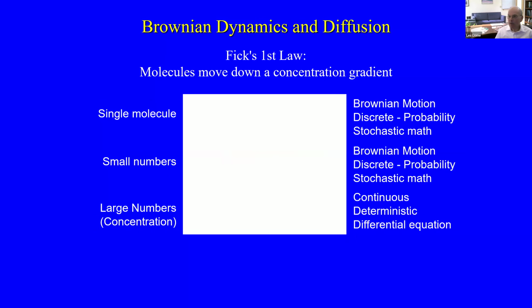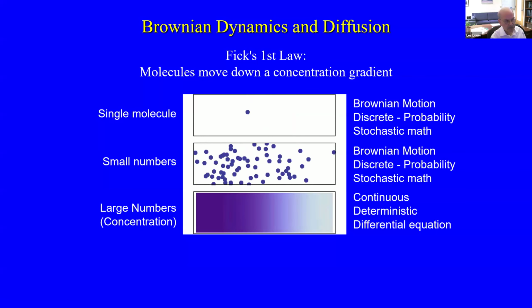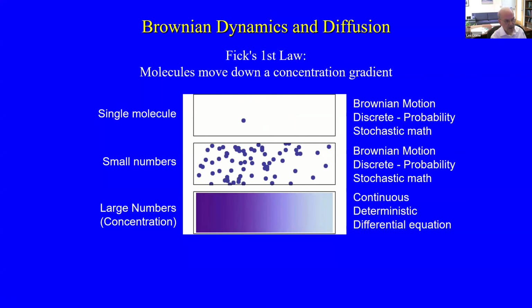And furthermore, when you have large numbers, where again we're dealing with concentrations instead of trying to count individual particles, there's a smooth transition where molecules get depleted from the left side of the barrier and start accumulating on the right side of the barrier. And that change can be described by Fick's first law, which simply says that molecules move down a concentration gradient on average.